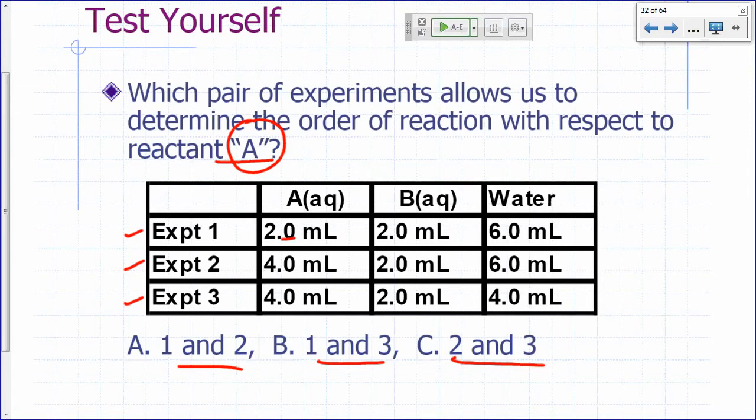So let's look at these cases here. You have 2 mL, 4 mL, 4 mL. So you have stock solutions of A and B. You're mixing them, okay? And then 2 mL of B, 2 mL of B, 2 mL of B in all 3 experiments. But then you have water. This is an aqueous reaction, so A and B are mixed in water. And then you have 6 mL of water in experiments 1 and 2, and 4 mL of water in experiment 3.